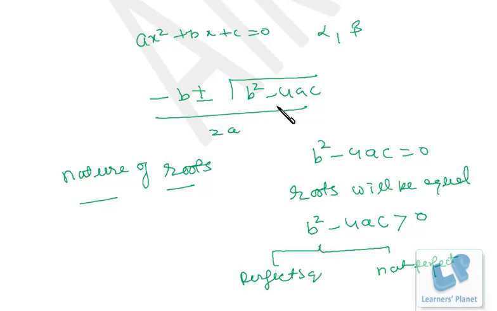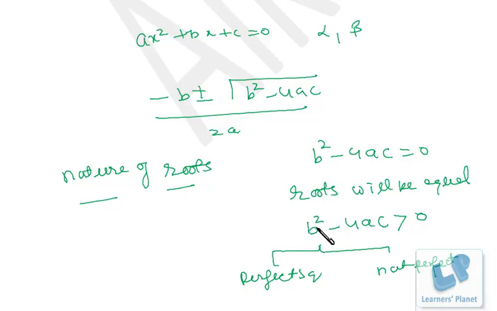Suppose b square minus 4ac is 9, then you'll be getting plus minus 3. So you'll be getting rational roots because this is rational, this is rational. So the roots will be rational only. But if b square minus 4ac is not a perfect square, that won't come out of the square root. Suppose it is say 15. Now 15 will not come out of the square root. So what you'll be getting? Minus b plus minus root 15 by 2a. So that will be an irrational quantity. That means both the roots will be irrational.